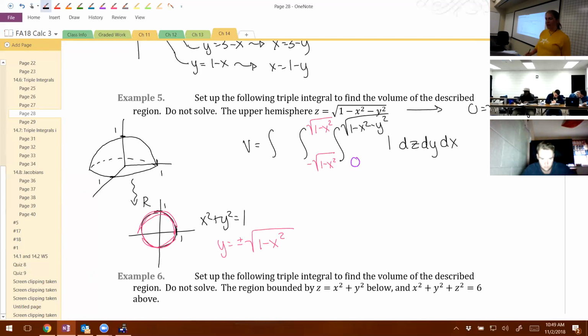All right, last one, limits for x. Negative 1. There we go. Negative 1 to 1. Yeah. Okay, the whole entire circle here. We're not splitting off into sections, it's from the whole circle, so from -1 to 1.